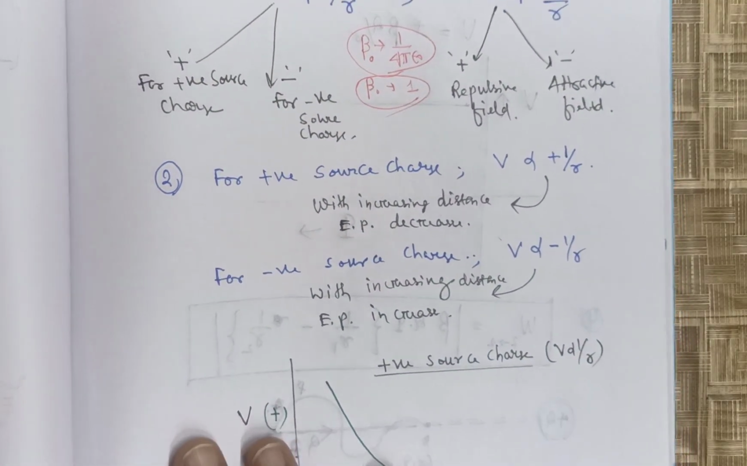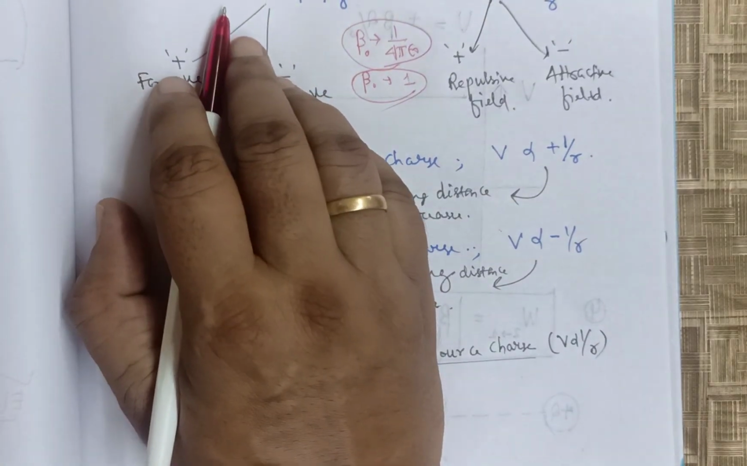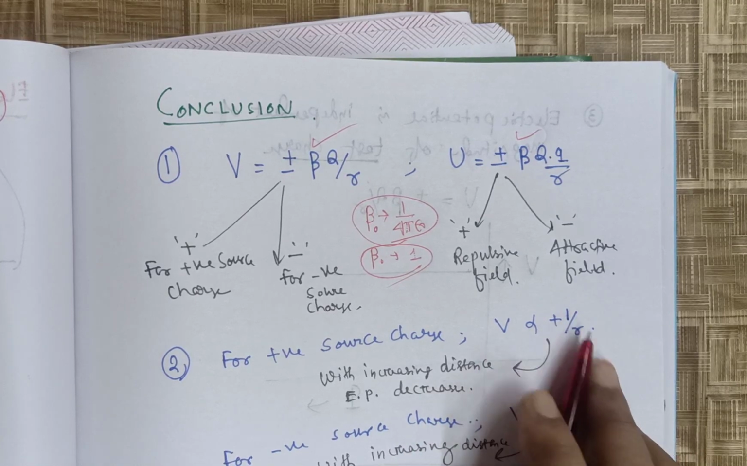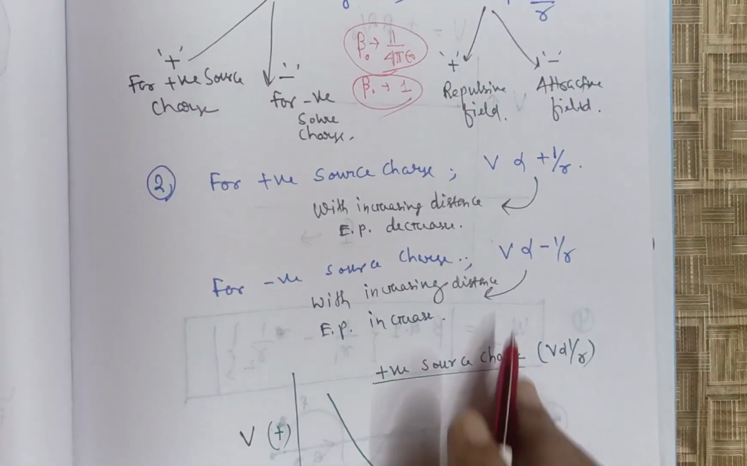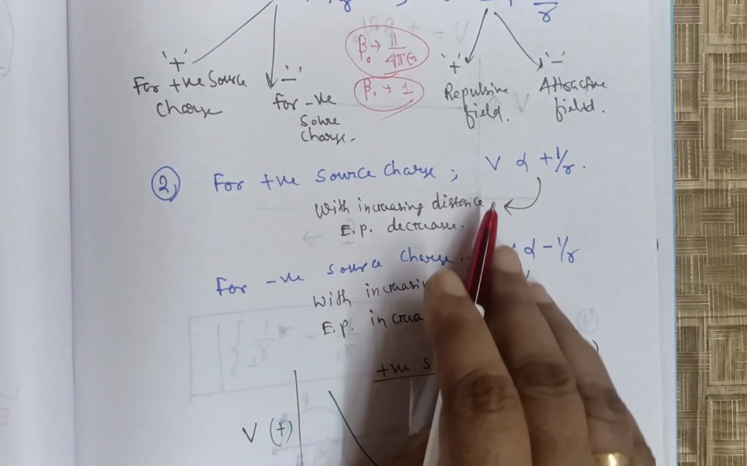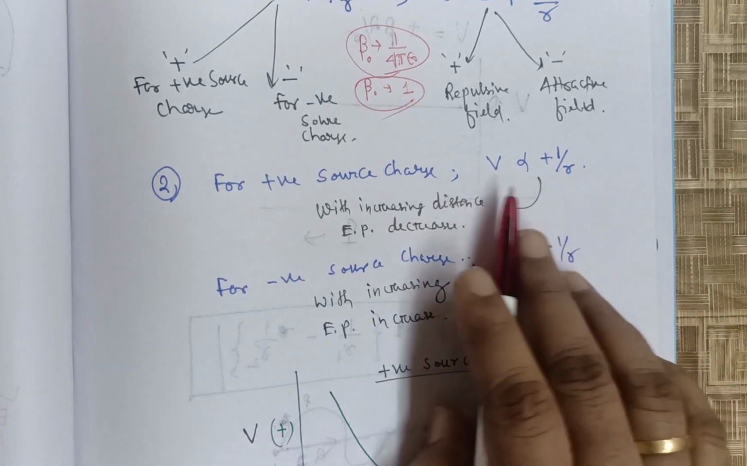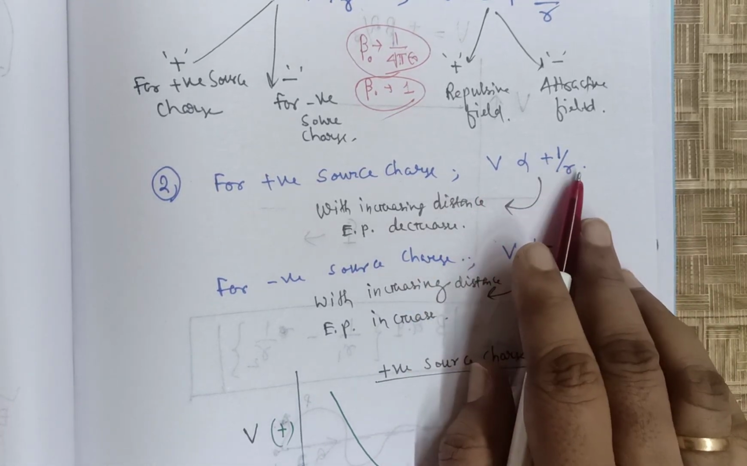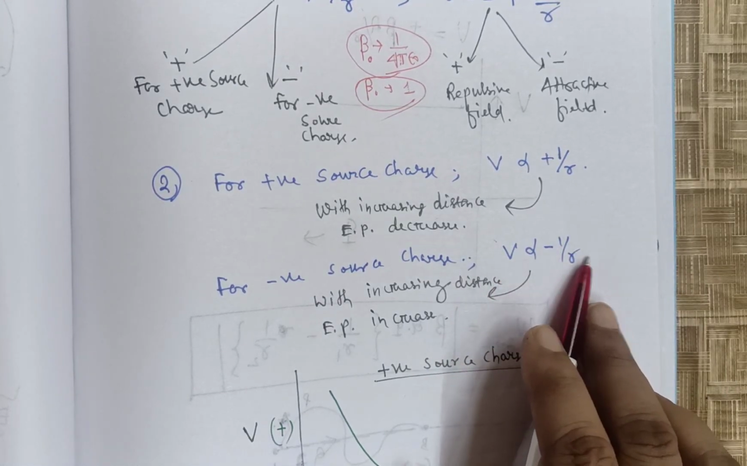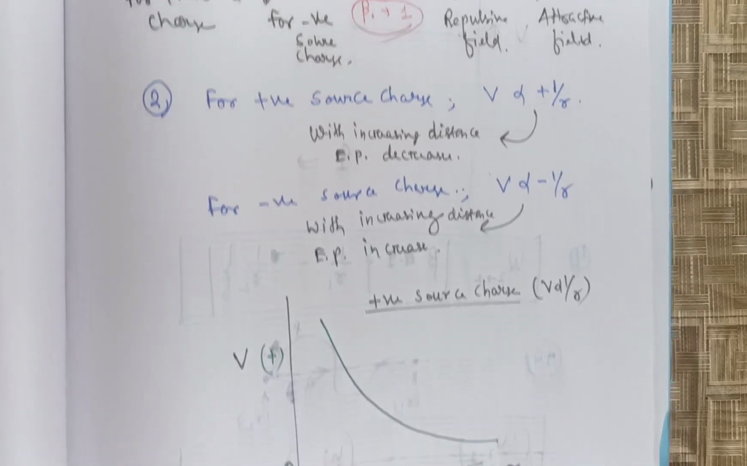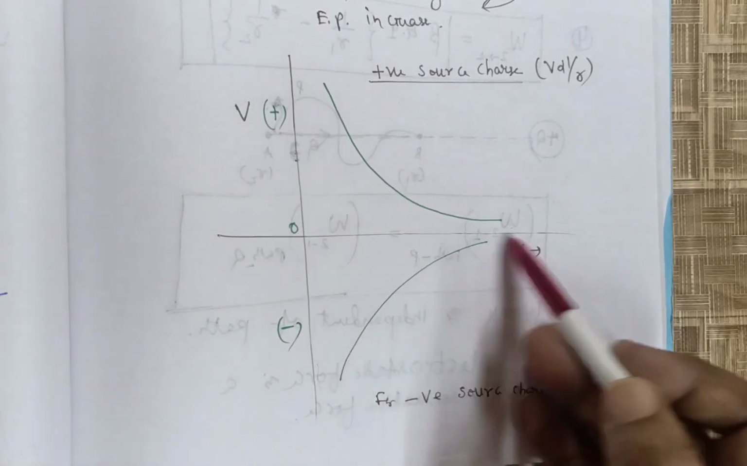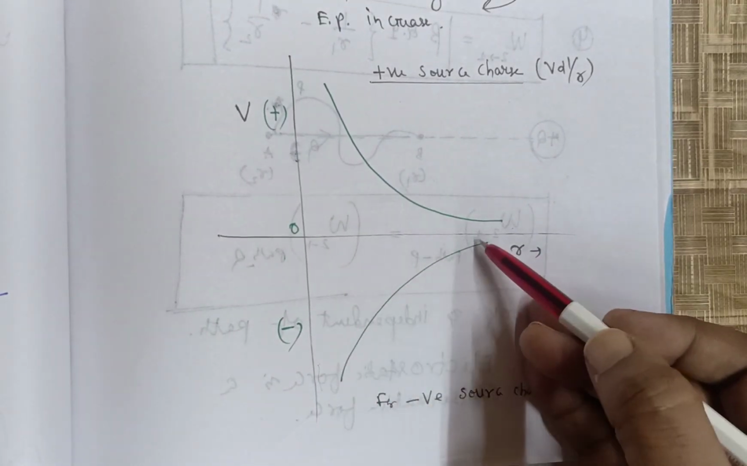Now, the second conclusion. Just look at V equals plus minus beta Q by R. For a positive source charge, I will write V proportional to 1 by R. For a negative source charge, I will write V proportional to minus 1 by R. In both cases, V is inversely proportional to R, plus 1 by R in one case and minus 1 by R in the other. If you plot the graph of V versus R, for a positive source charge the graph will be like this, and for a negative source charge the graph will be like this. So how will I give the physical interpretation?